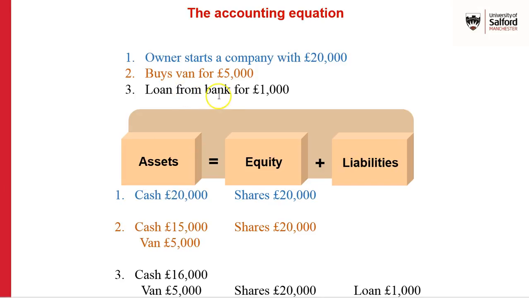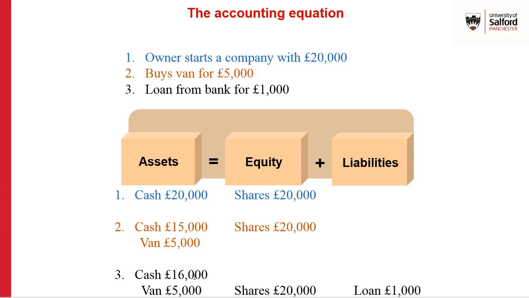Then we get a loan from the bank for £1,000. So that increases the liabilities, increases what the company owes. So that's the loan for £1,000, and that increases the cash. So it's now £16,000. So with this and all transactions, the accounting equation must balance.